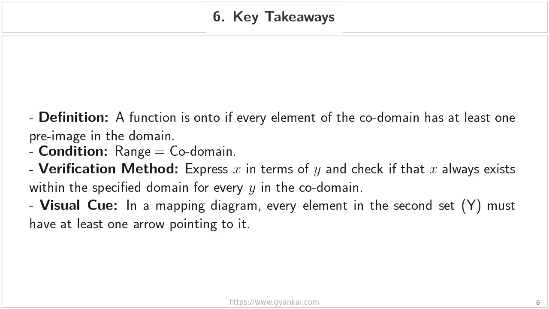Finally, for those of you who prefer a visual approach, keep this visual cue in mind. When looking at a mapping diagram, every single element in the second set, which is set y, must have at least one arrow pointing to it. If there is even one element in set y without an incoming arrow, the function is not onto. Review these points carefully, as they will be your roadmap for solving any problem regarding surjective functions.